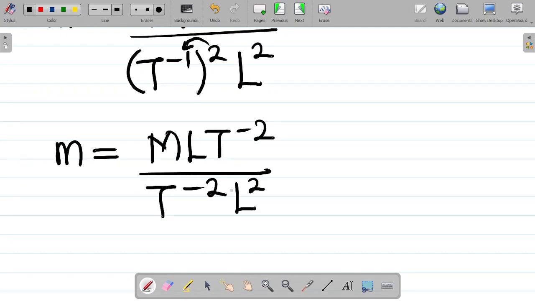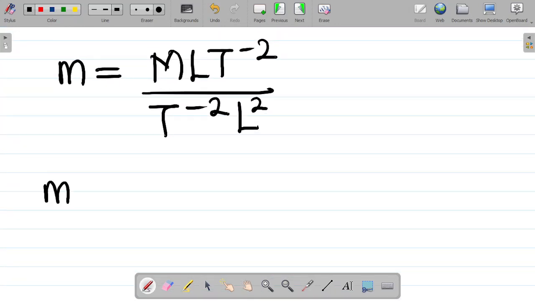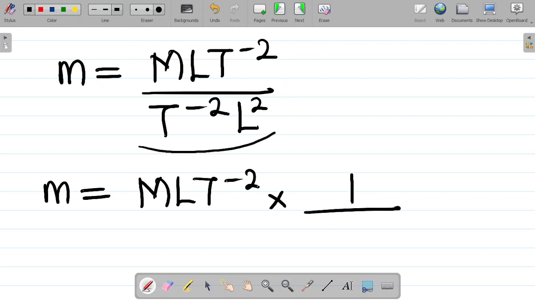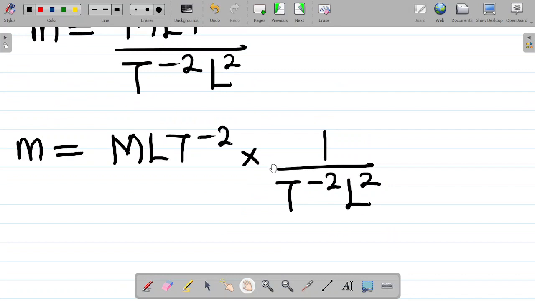So we have this. All right, let's simplify this. In simplifying, your task would be this. M is equal to, separate the numerator from the denominator. My numerator here is MLT to the power minus 2 multiplied by, if I take this off from here, which is the numerator, which I've done, I'll be left with 1 all over all of the denominator, which is 1 all over T to the power minus 2 L squared. So shift out the numerator, you'd have this.